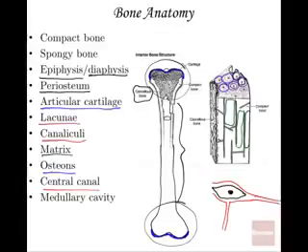And then finally, medullary cavity. The word medulla means inner. So medullary cavity, this region within the middle here, that's hollow, is the medullary cavity. There you're going to have a lot of bone marrow.